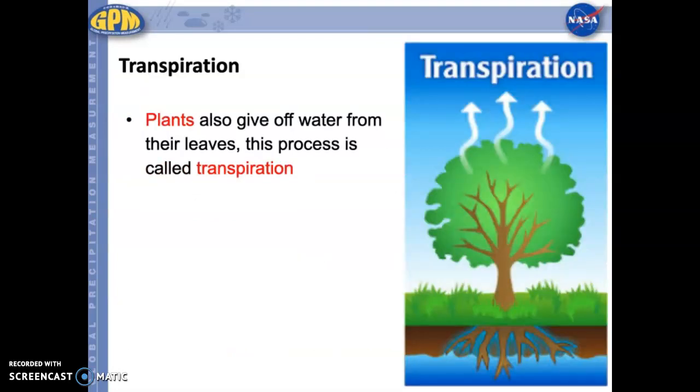A process very similar to evaporation is called transpiration, and this is basically evaporation, but the source of the water is in the leaves of plants. I like to remember this: trees and transpiration both start with T. So it's just the process of evaporation, but it's water given off by the leaves of plants.